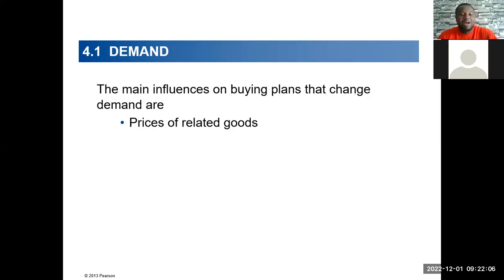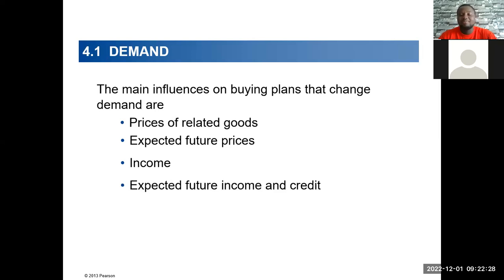But also, prices of other related goods can also affect the demand for that good. We'll look at them. And then expected future prices. When we expect that prices will change in the future, it affects our demand now. We'll look at that. And then income. Your income level also affects your demand. Then expected future income and credits. If you expect changes in your future income, it should affect your consumption now. So it will affect your demand. And if there's ready credit, a low cost of borrowing, that too can affect your demand. We will shortly look at that.